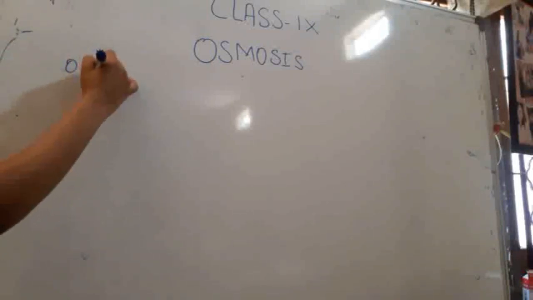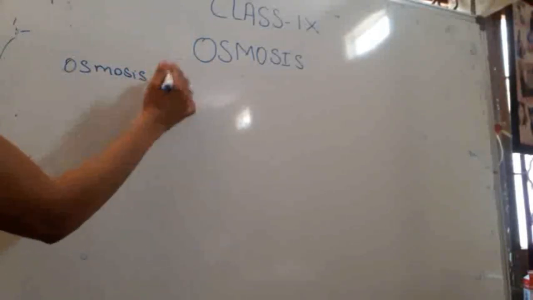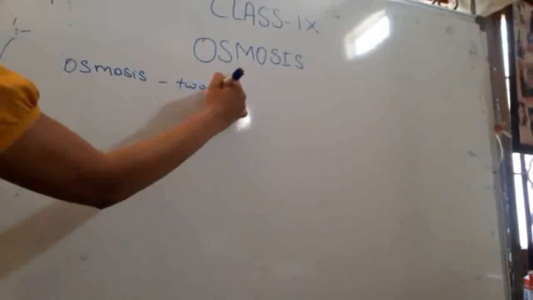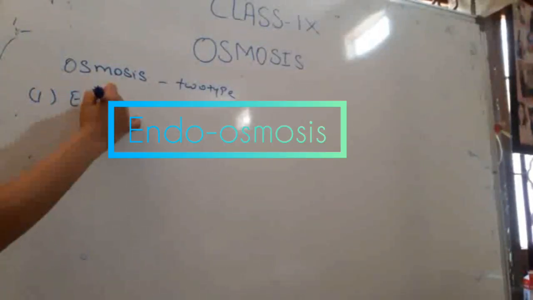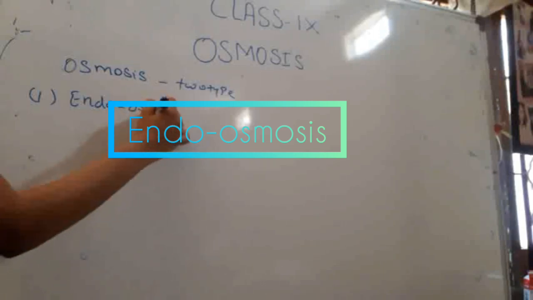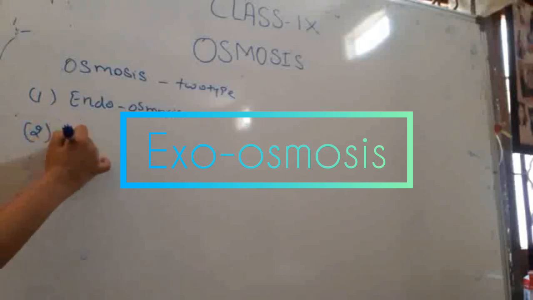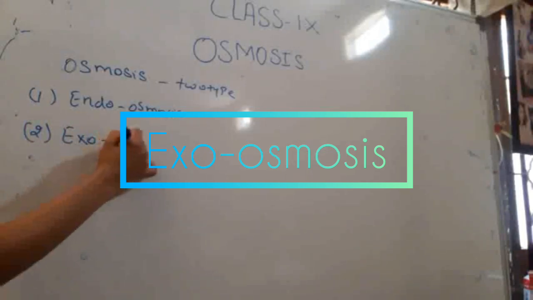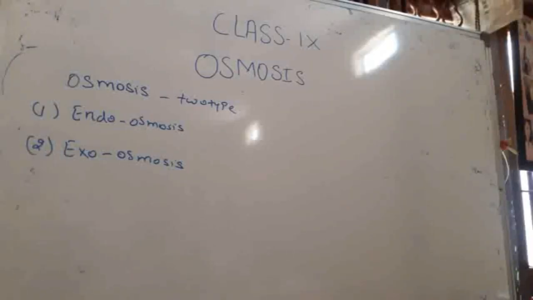Osmosis is of two types. First is endoosmosis and second is exoosmosis. So osmosis is of two types. One is known as endoosmosis, another one is known as exoosmosis.